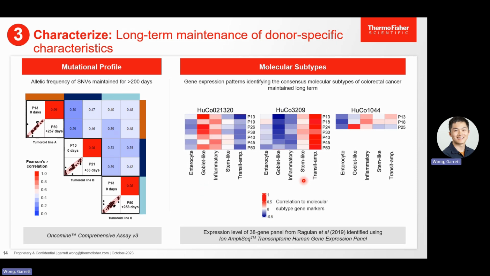So for example, the 021320s have a high level of goblet-like and inflammatory molecular subtype expression, whereas the 3209 has a more transient amplifying molecular subtype. And then also, if you look at these in between passages, you can see that the molecular subtype that they most resemble typically remains the same. There does seem to be some level for the line 1044, where there might be a goblet-like subpopulation expanding in this line specifically.